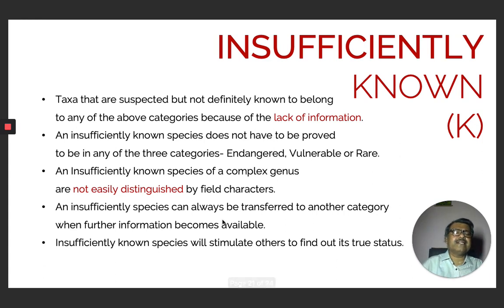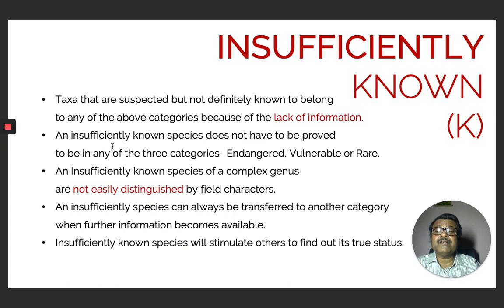The next category is insufficiently known. Insufficiently known species are those not having ample information; a lack of information is there to categorize the species into any of the threat categories. So definitely such species are regarded as insufficiently known.